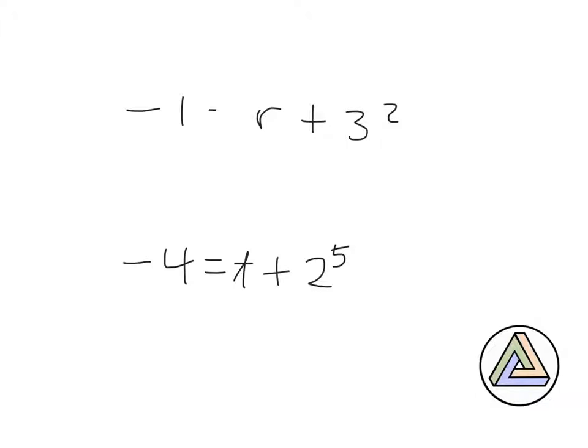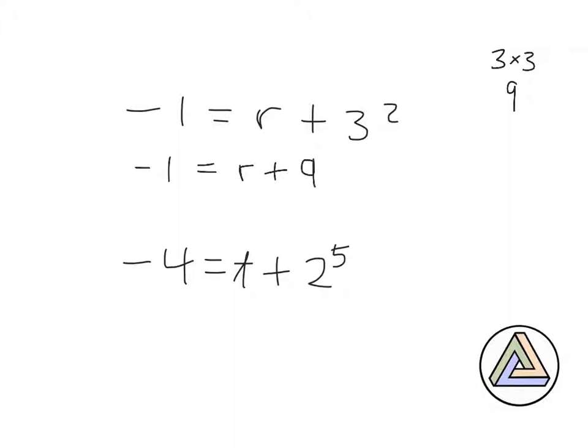So I'm going to fix that. So that should be that. Okay, so this is the first time we had to deal with an exponent. So 3 squared is really just 3 times 3. The 2 means how many times you're multiplying this larger number times itself. Well, we're multiplying this larger number times itself twice. So that looks like this, and that's 9. So therefore, we're going to have negative 1 equals r plus 9.